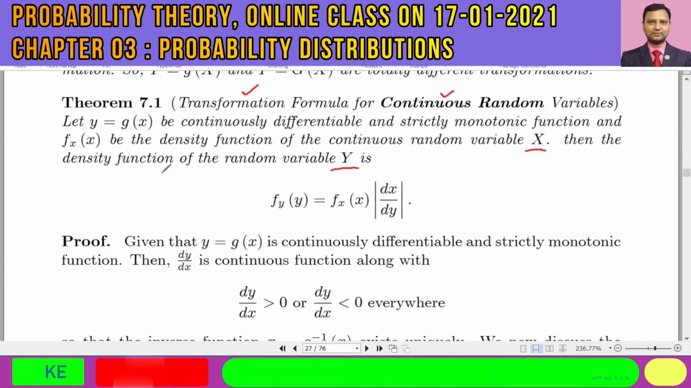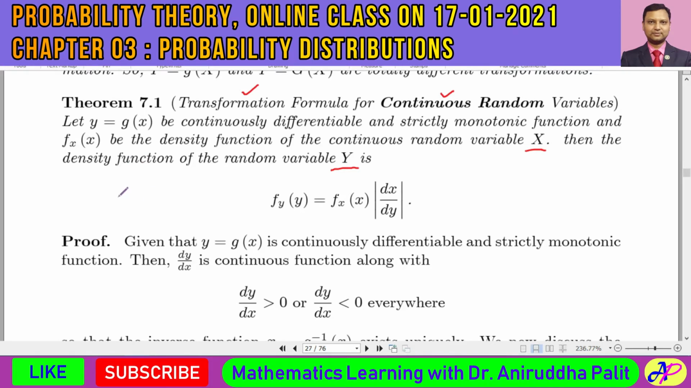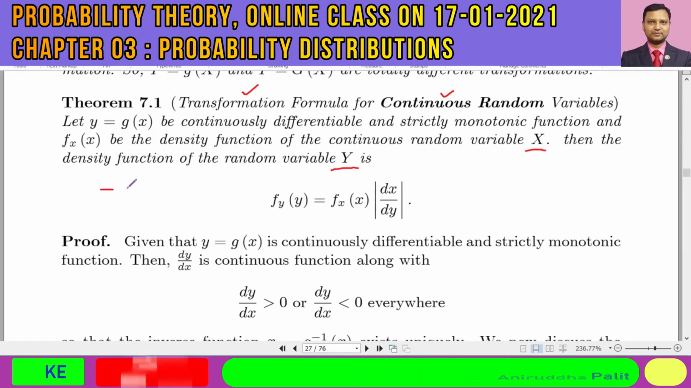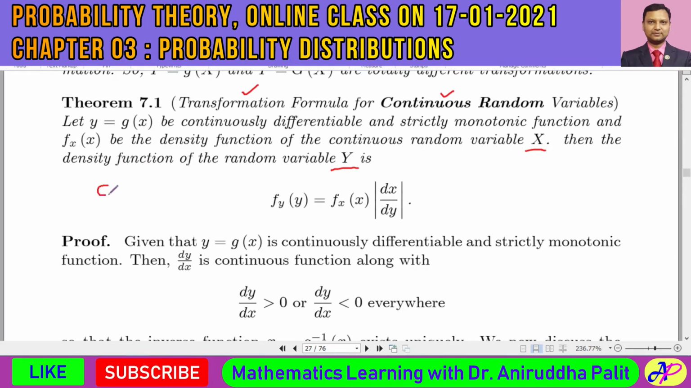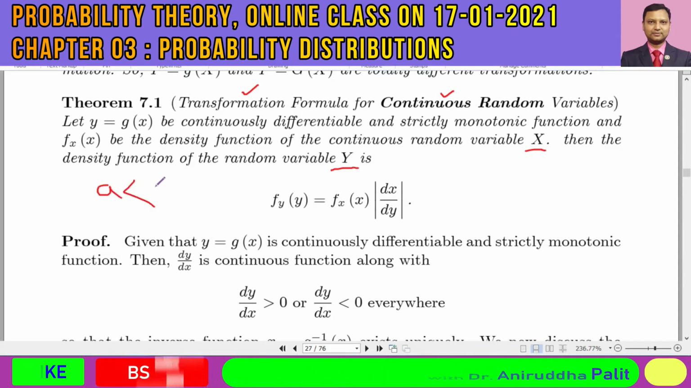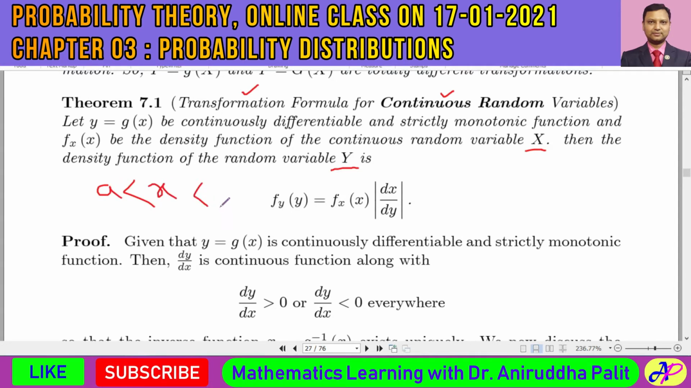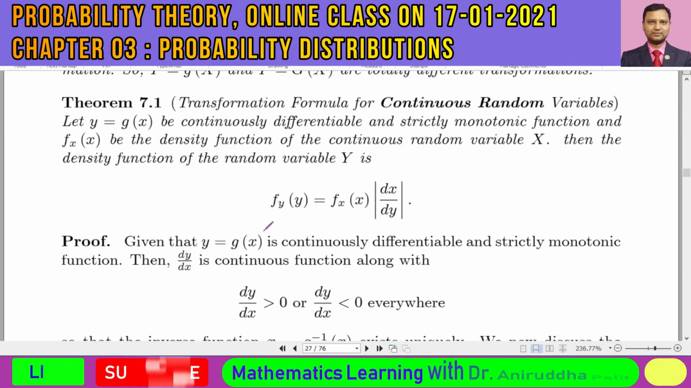So if the spectrum is given, it is generally given by this kind of inequalities, like a less than x less than capital B, or minus infinity less than x less than maybe some constant or maybe plus infinity, etc. So we generally get this type of inequalities, and over here we are considering a strictly monotone function.